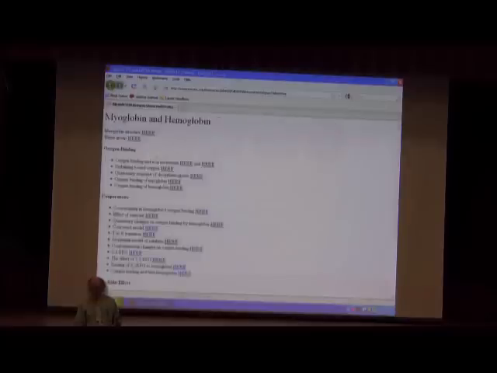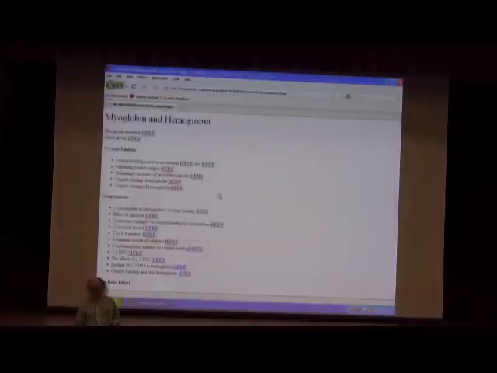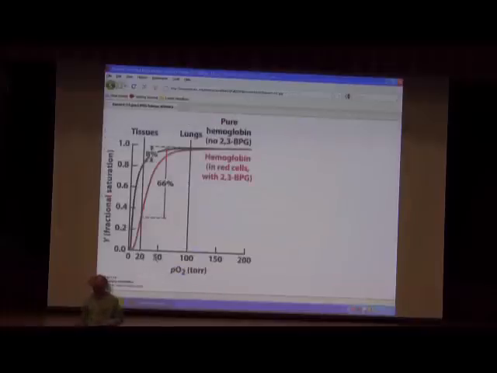Now I wanted to say one thing. If you want to see 2,3-BPG, that's its structure. Again, we're not worried about that. It's a small molecule. It's actually produced as a byproduct of sugar breakdown, as we shall see. Here's the effect. Look at what's happened. Here is hemoglobin. They've sort of scrunched up this axis.